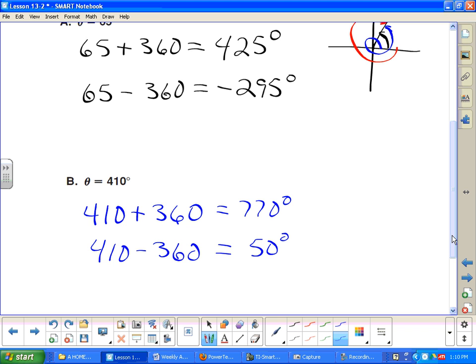Okay, or just subtract 360 again, right? So if I'm looking for a negative one, yeah, that works. If I don't get a negative when I subtract, then I need to do it again, and again, until I finally do end up with a negative angle.